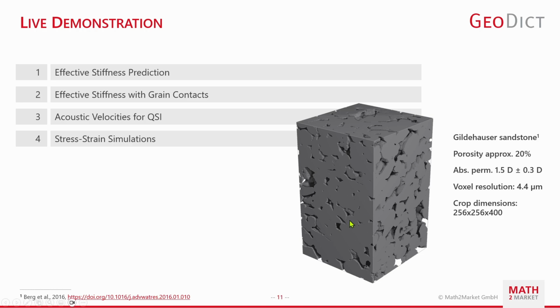What we will use in this webinar is the Gildehauser sandstone, the one from the Stefan Berg publication. And here the sample has approximately 20% porosity and 1.5 Darcy absolute permeability. The voxel resolution is around 4.4 microns, and the crop dimensions we will use in the webinar are 256, and 400.